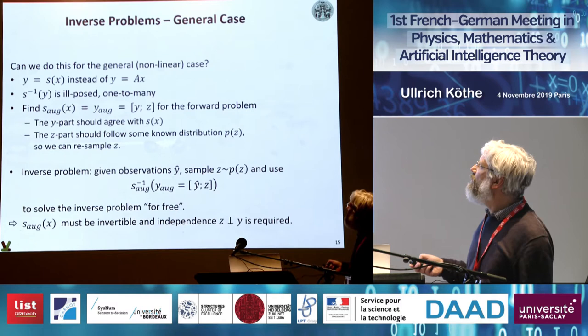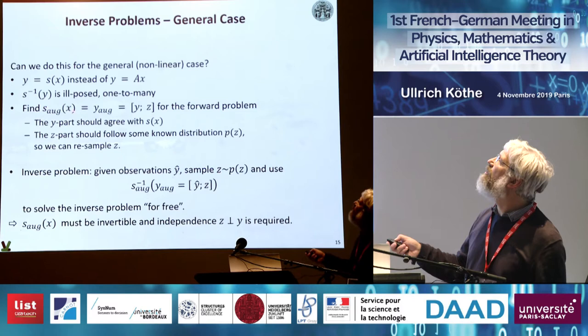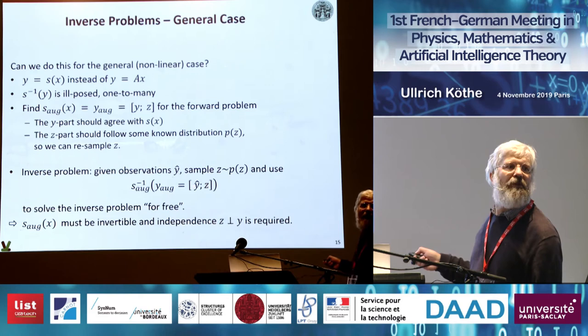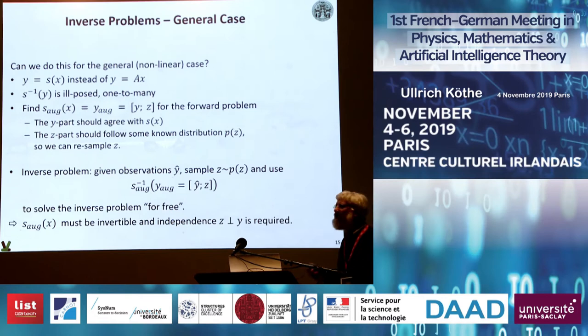So, once we have this and we arrange it such that the augmented function S, the augmented forward process, is invertible, then we can just insert our observations, sample one member from z, apply the inverse function, and that's our x. Yeah, that's the idea of what I'm going to show now in more detail.